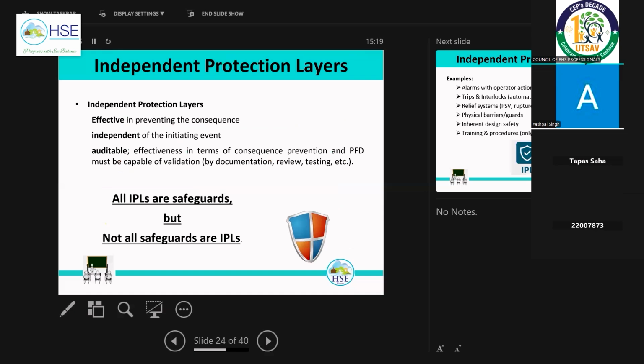Okay, so this is all about the safeguards. Now we are switching over to protection layers, independent protection layers.